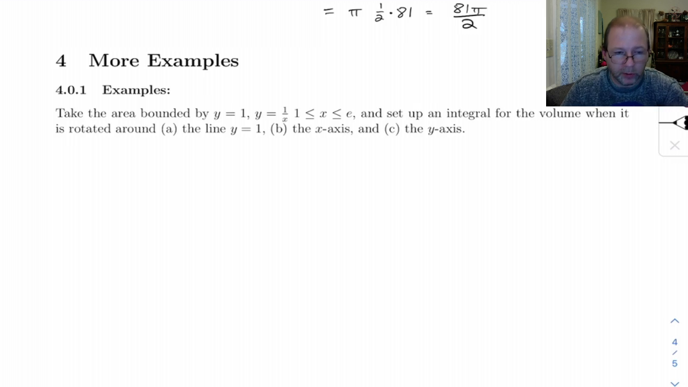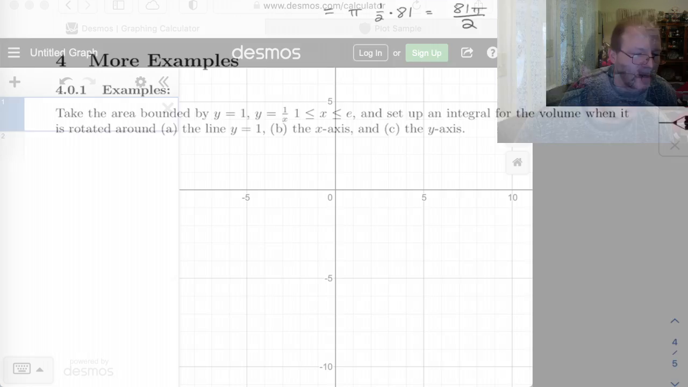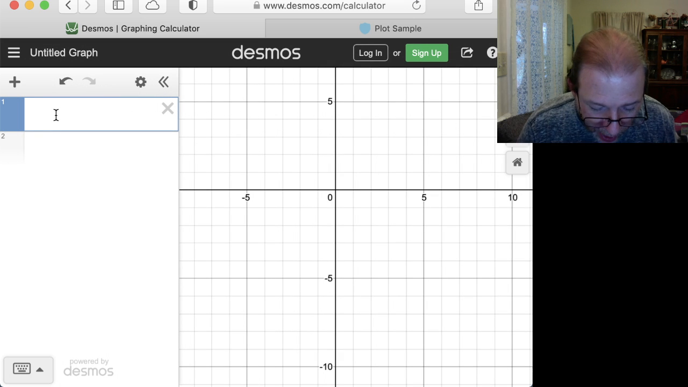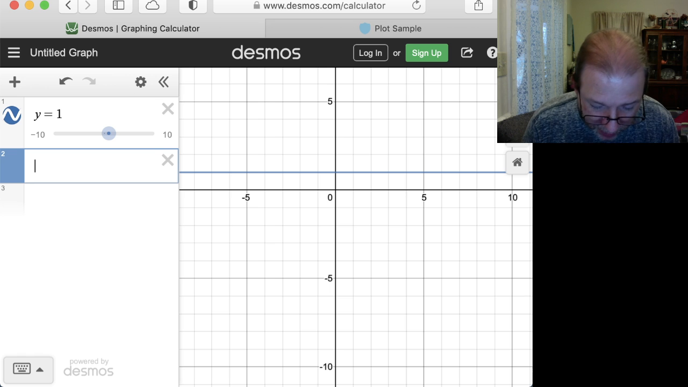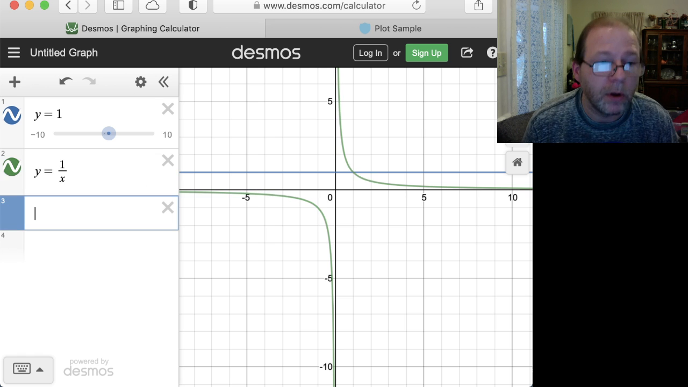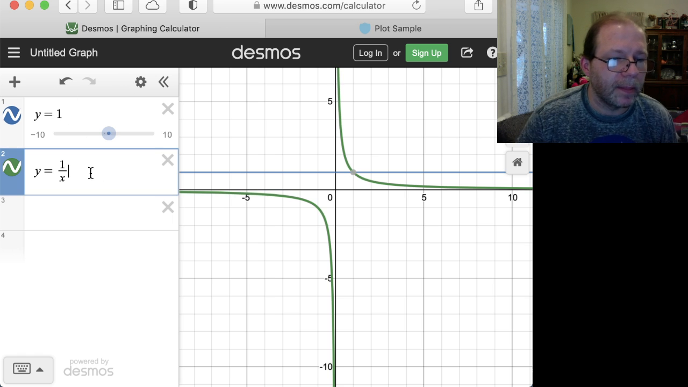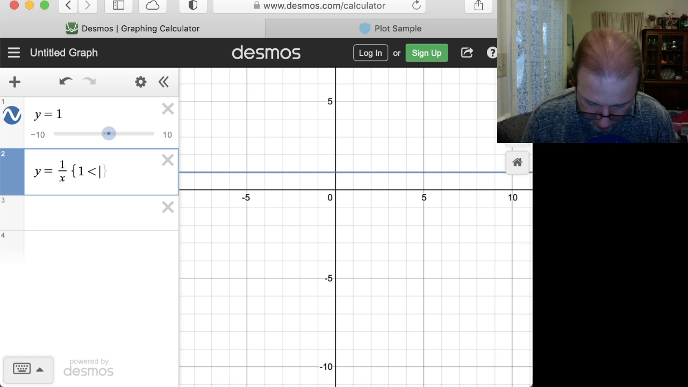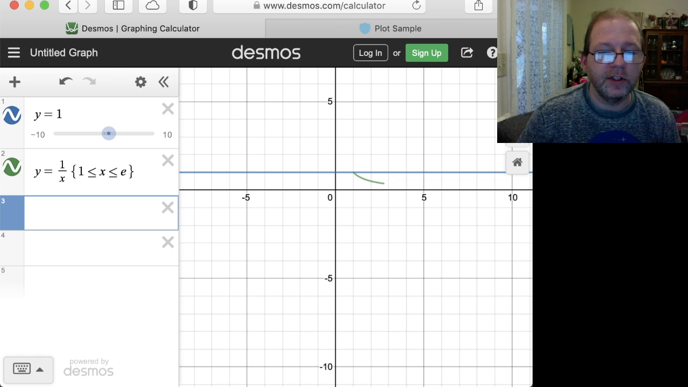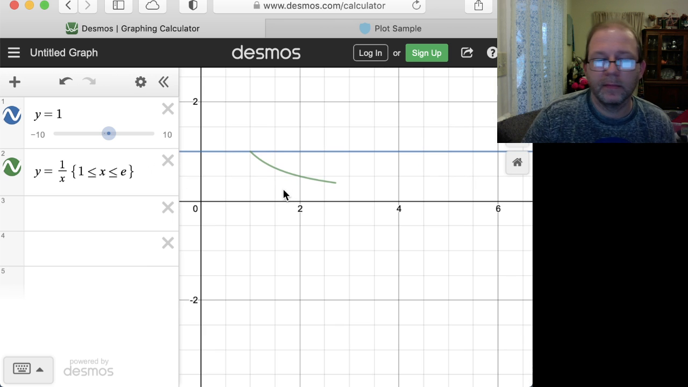I'm just going to use Desmos to graph this. I know what it looks like, but Desmos can do it more neatly. So let's look at that. All right, we've got y equals 1. We've got y equals 1 over x. And we're supposed to go just from 1 to e. So I'll tell you what I'm going to do. 1 less than or equal to x less than or equal to e. So it only gives us that little bit right there. And y equals 1 is supposed to be the upper bit. So really what we're looking at is this, it's shaped a lot like that example we did earlier.